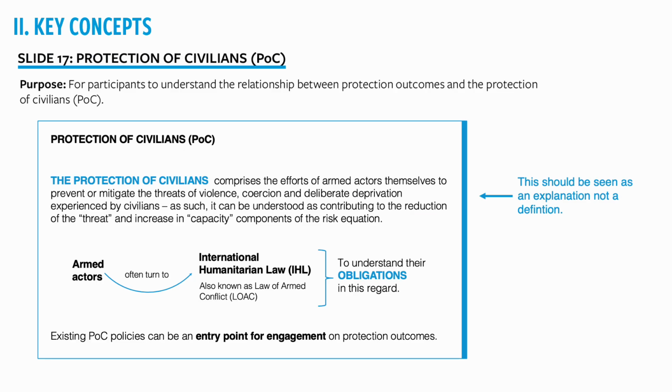The term protection of civilians, or POC, comes up frequently when dealing with militaries. The purpose of the next few slides is for participants to understand the relationship between POC and protection outcomes. In short, POC comprises the efforts of armed actors themselves to prevent or mitigate protection risks. What is on this slide is an explanation of what POC is, not a definition, as we see in the subsequent slides how POC is defined by different militaries.